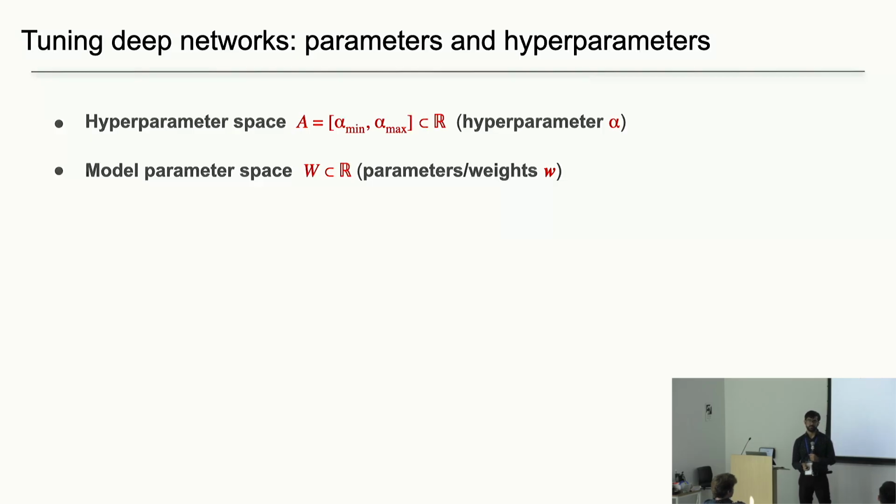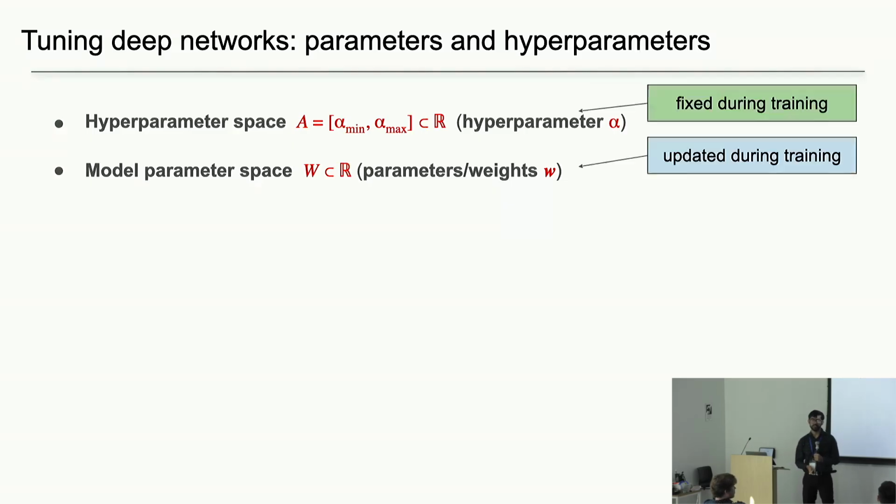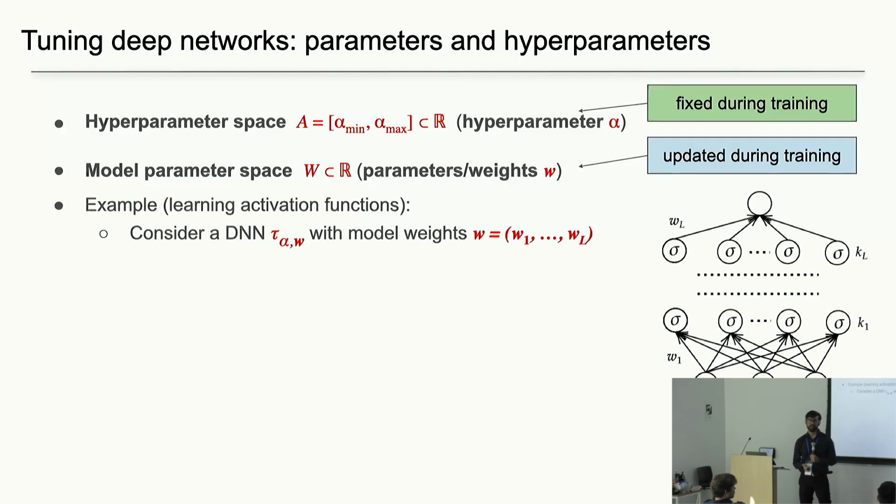You also have a notion of a parameter. This is just the weights of the network. So you're learning a neural network, and the network has some weight matrices which map your input to the output. The difference is that hyperparameters are fixed during training, but for the parameters, you use backpropagation to update the parameters of your neural network.